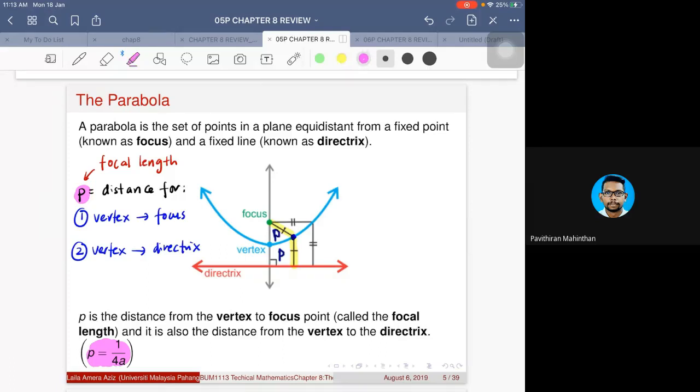Ataupun kalau I pilih mana-mana point sekalipun, contohnya, if I were to choose this point over here, asalkan dia kat atas parabola, so kalau kita tengok jarak dia daripada fokus dengan jarak dia daripada directrix, so dia adalah jarak yang sama. Maknanya semua point tu, so dia akan membentuk curve yang kita panggil sebagai parabola. Dan dalam parabola ni ada a few features yang you kena tahu. So first adalah vertex. So apa dia vertex?